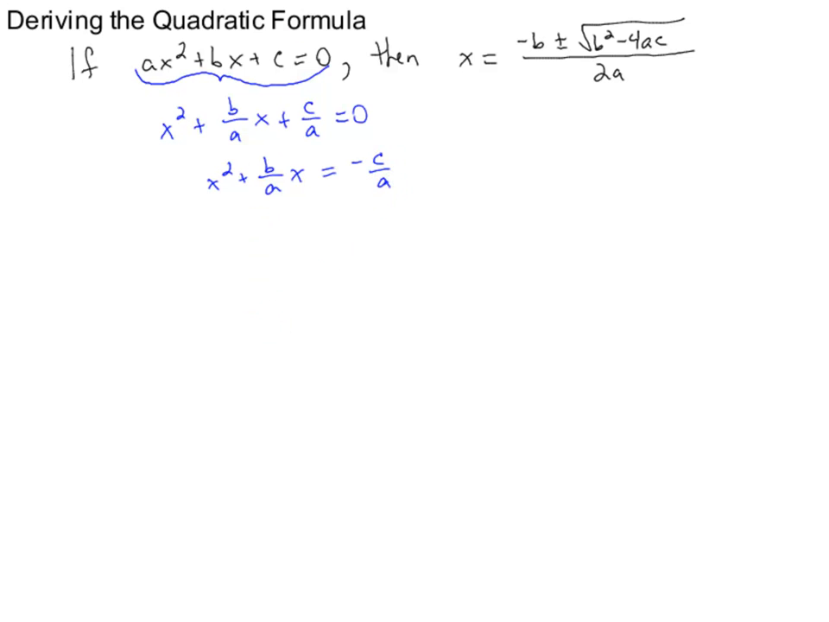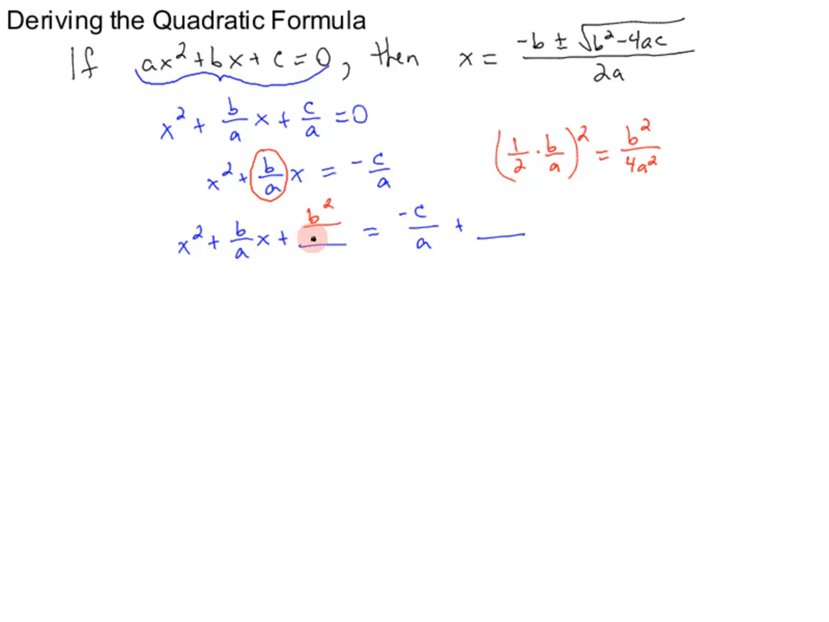And the interesting thing now is we need to complete the square on the left side. So I'll add something to the left side to complete the square, and then I have to add the same thing to the right side to keep it balanced. So what I do is I take half of this middle coefficient, so 1/2 times b over a, and I square that. And so I get b squared on top. On bottom I have a 2a, and when I square that I get 4a squared. So I'll add b squared over 4a squared here.